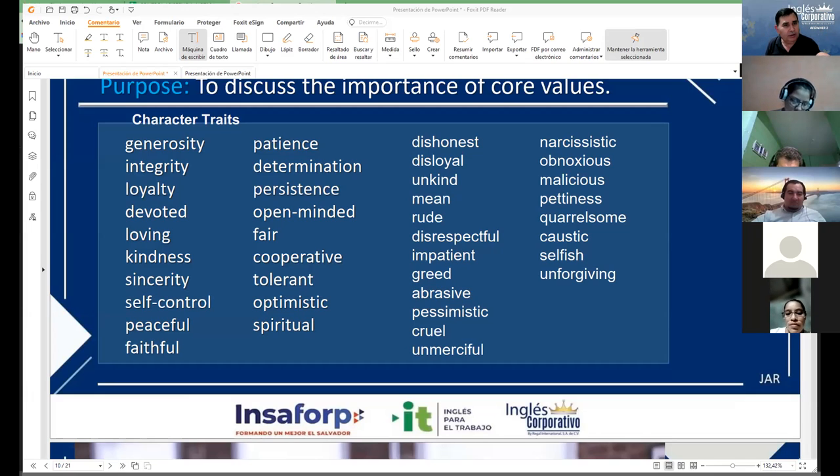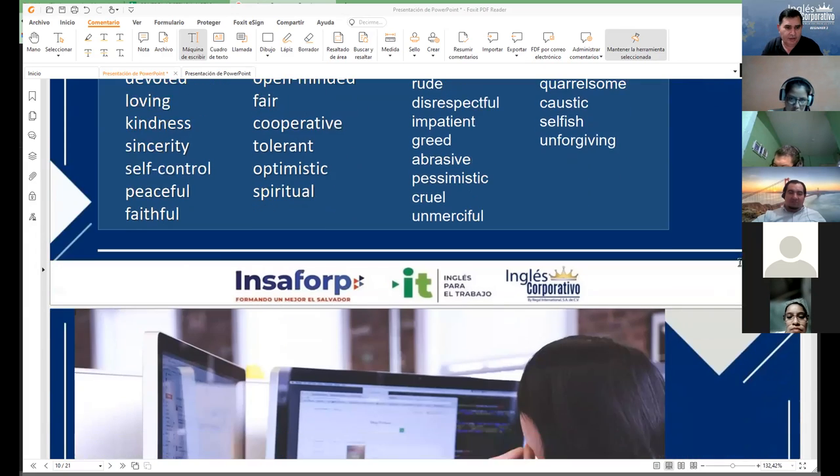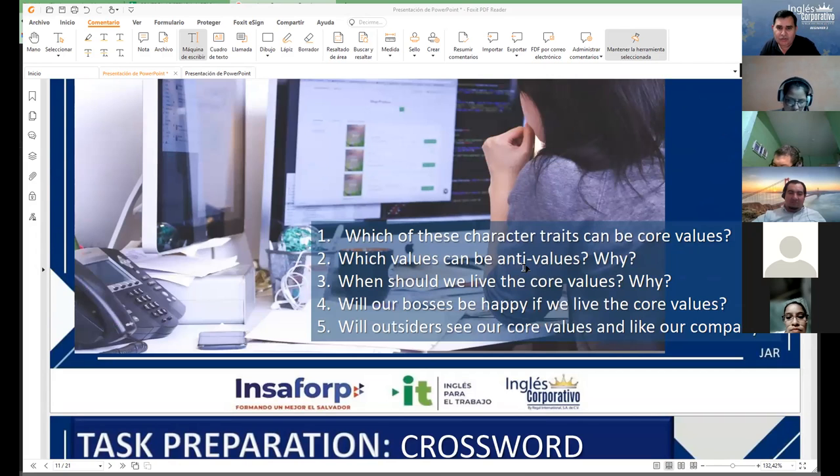So generosity can be an anti-value too, right? You can be generous with your things, not with the company's things. Yes? So that is what I'm talking about. I don't know if you see the relationship. Good things can be bad. So we have to keep a balance. Okay, so that's the idea.